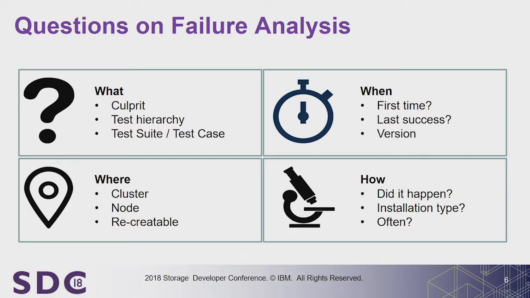And finally, how did it happen? For example, what installation type did it have, and how often are we seeing this? Is it something that is happening randomly, or is this really a functional problem that we hit every time?